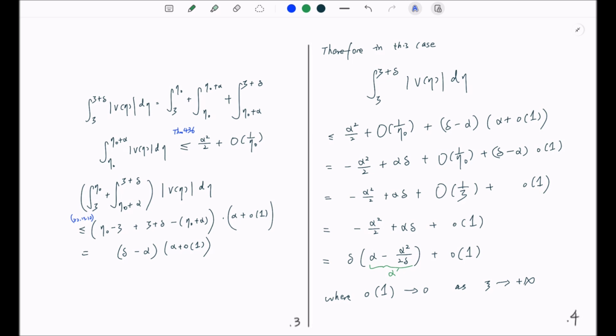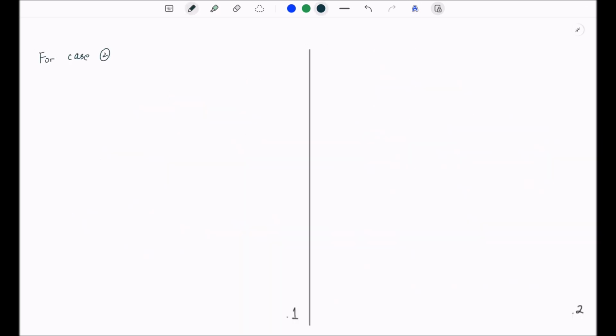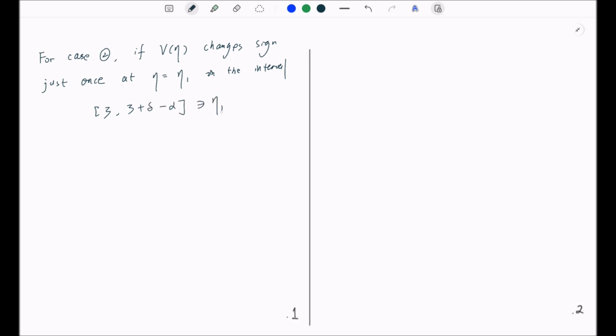Now let's turn to case number 2. In this case, the function v of eta changes sign at most once in that interval. If v of eta changes sign just once at the point eta equal to eta 1 in the interval from zeta to zeta plus delta minus alpha, which contains this eta 1.